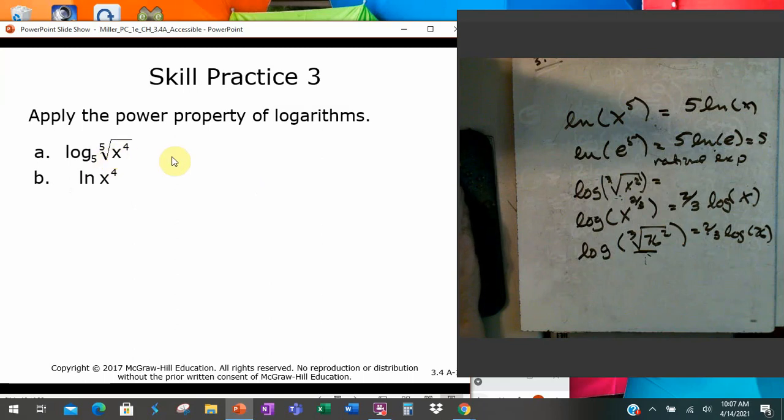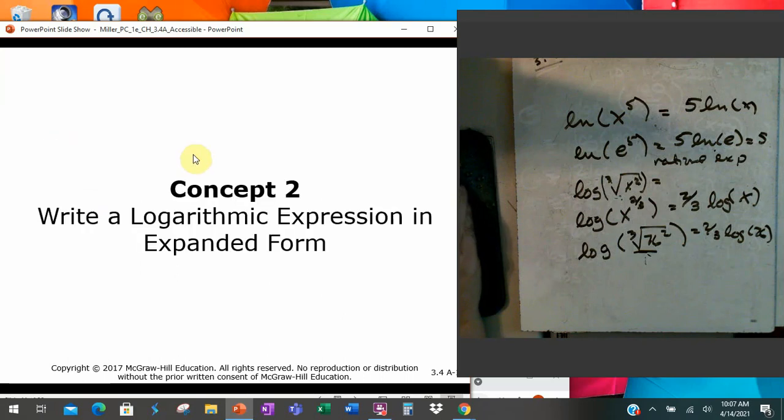Okay, so this is the same thing. Nothing new here, nothing new here. This is 4 times the ln of x. 4/5 times the log base 5 of x.